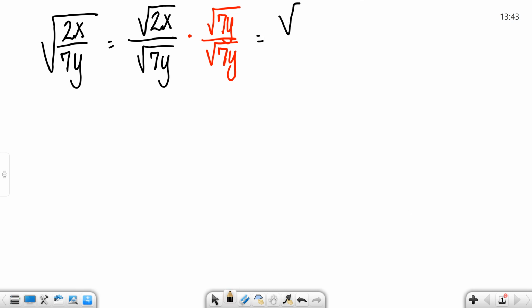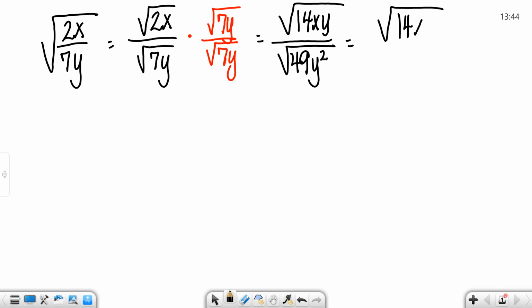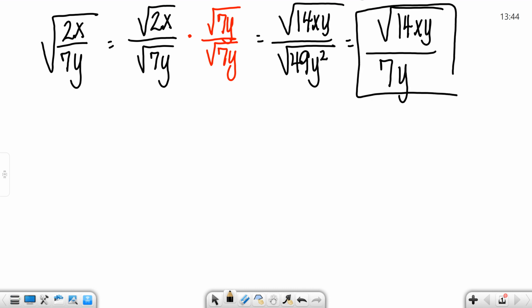All right, so now in my numerator, I get the square root of 14xy. In my denominator, I get the square root of 49y squared. Okay, that numerator can't simplify. The square root of 49 is 7. The square root of y squared is y. So that would be my answer.